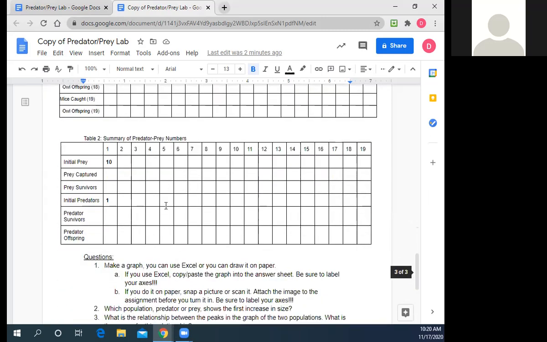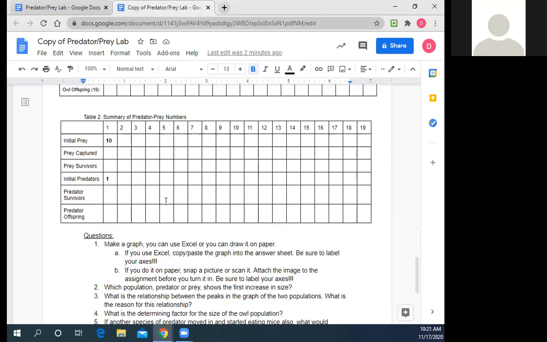The first thing you should do, if your copy doesn't already have it, is jump down to Table 2. The important pieces of data here are initial prey and initial predators, because at the end, those are the two rows that we're going to graph. Our ecosystem is going to start with 10 mice and 1 owl.